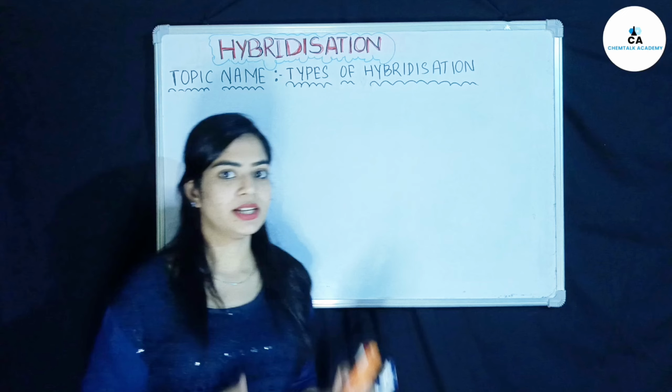Okay, so last class we discussed the topic hybridization. There we discussed some basics of chemical bonding, that is what is an ionic bond, covalent bond, coordinate bond. Then we also discussed what hybridization is, important features of hybridization, and conditions of hybridization.